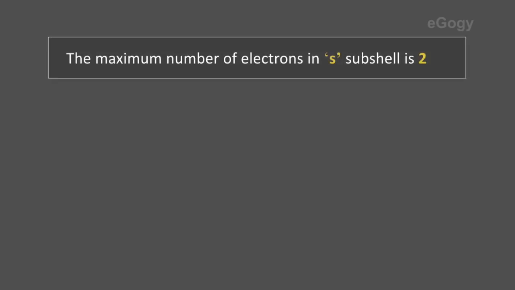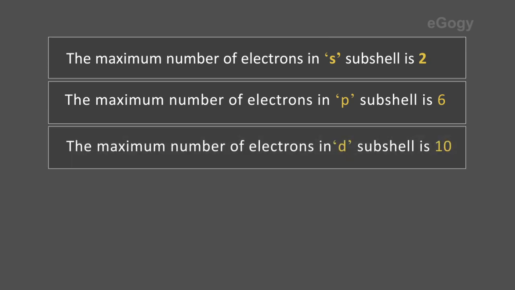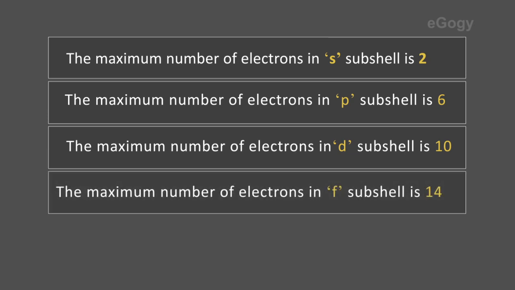The maximum number of electrons in s subshell is 2. The maximum number of electrons in p subshell is 6. The maximum number of electrons in d subshell is 10. The maximum number of electrons in f subshell is 14. The energy levels of the subshells are as per the order given below: s is less than p, is less than d, is less than f.